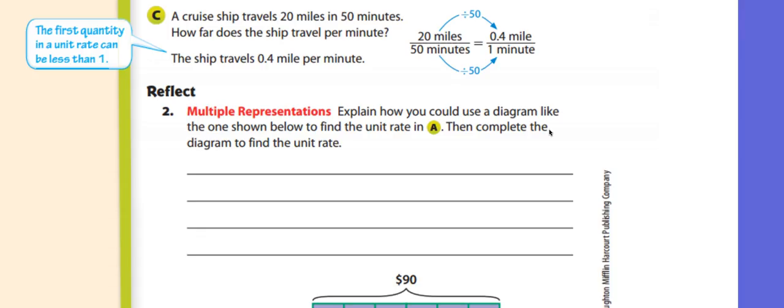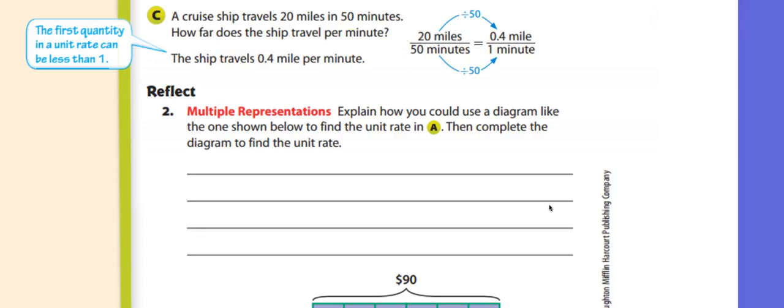Look at the question. It says how far does the ship travel? So far comes first, and then it says per, and then it says minute. They give it to you in order where far is the distance, so that goes first. Per means divide, and minutes goes second. So the question might tell you how to set it up. So you set up your miles over your minutes, and you would divide by 50 here. If you divide 50 minutes by 50, you'd get 1 minute. And so the answer is 0.4 mile per minute.